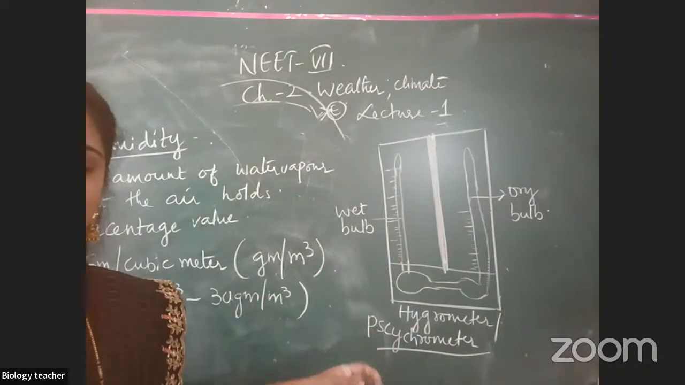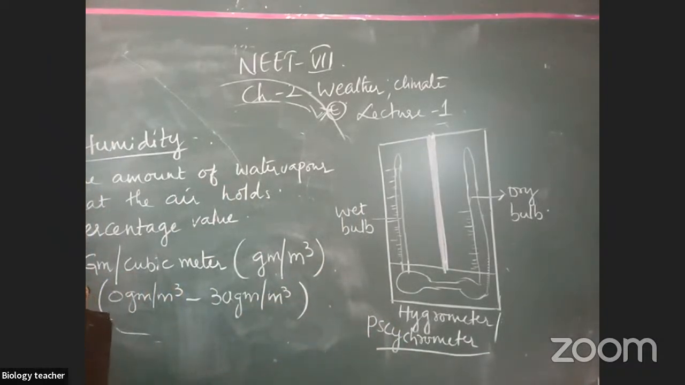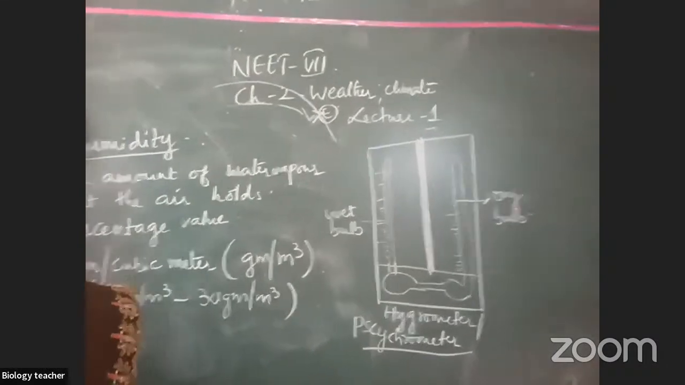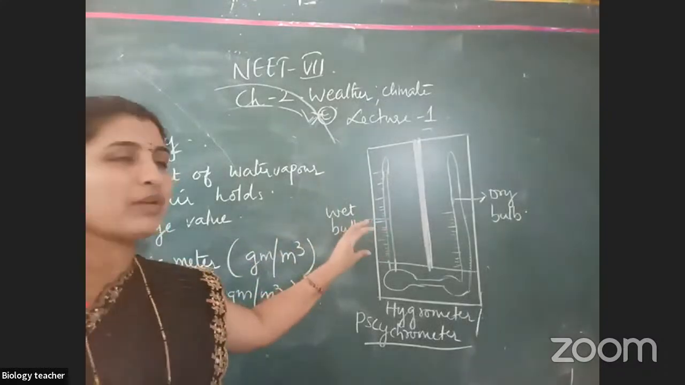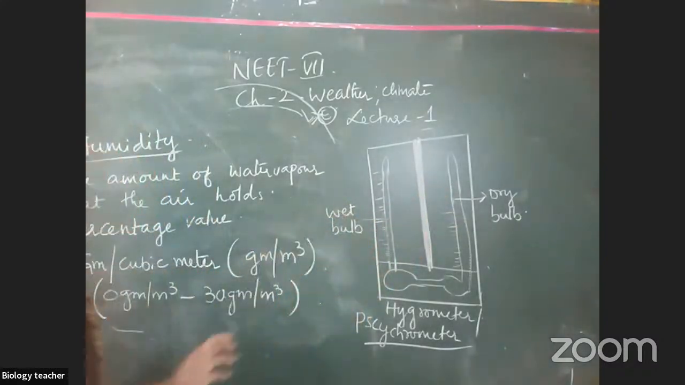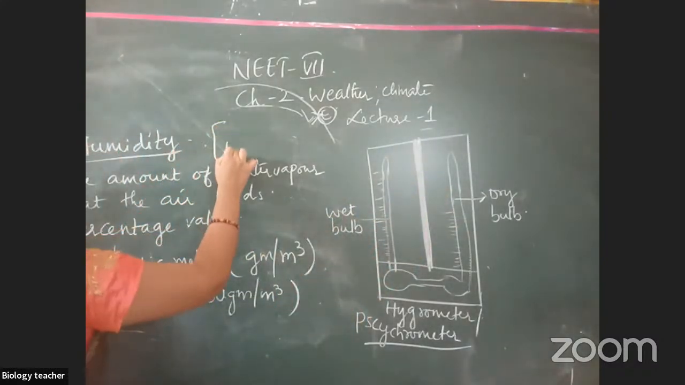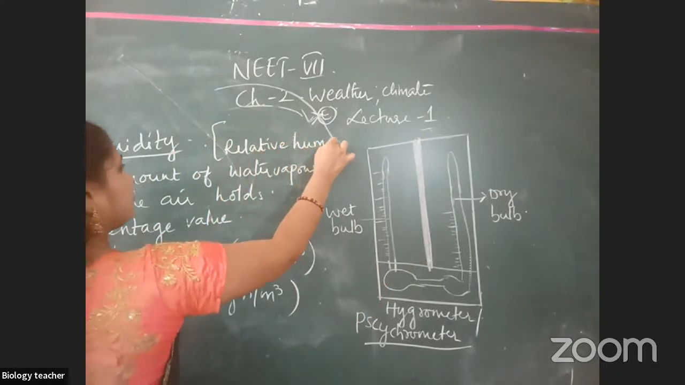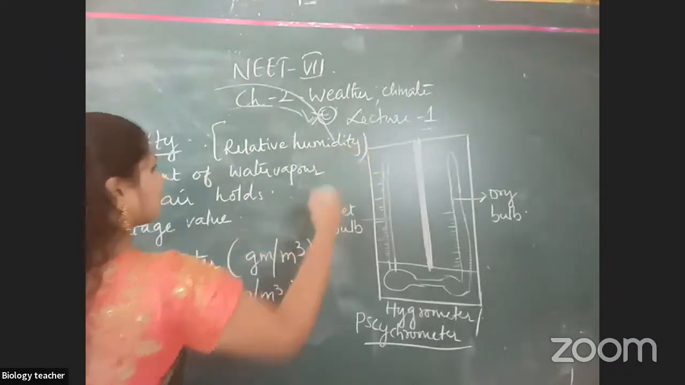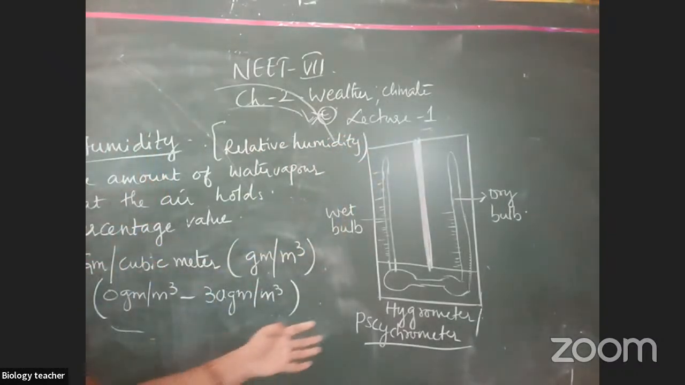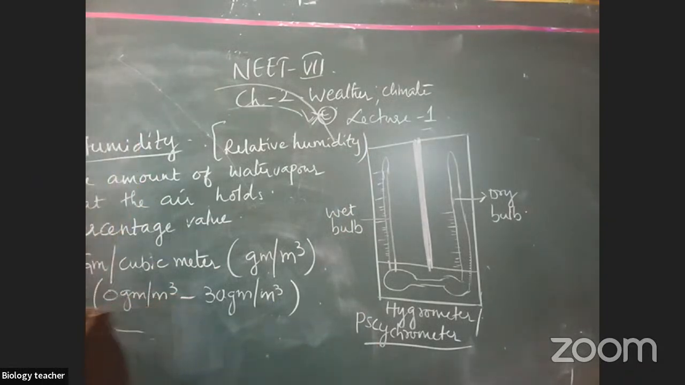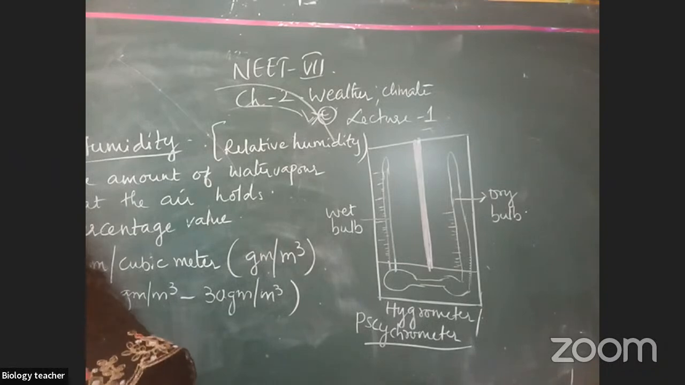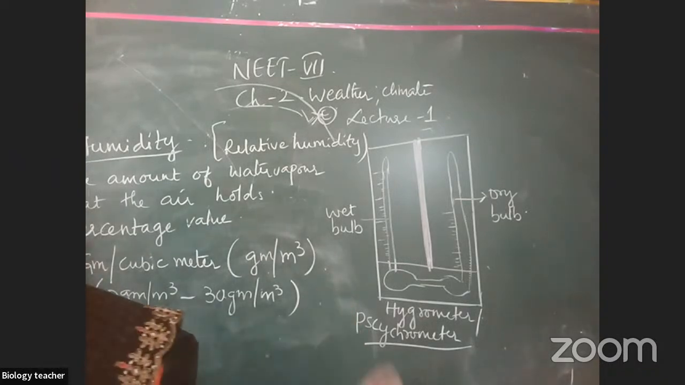It has two tubes, one wet tube and another dry tube. After taking the two readings from the wet bulb and the dry bulb, humidity is calculated, which is known as relative humidity. This is a diagram of a hygrometer, otherwise known as a psychrometer. Make a diagram and write it down.